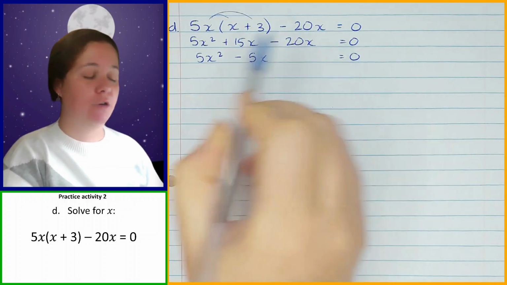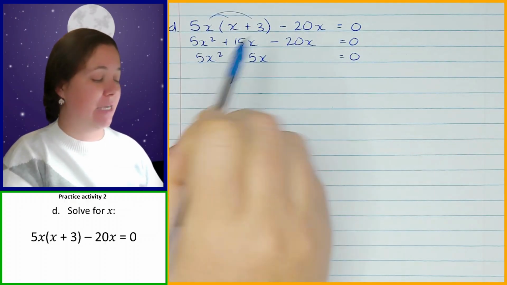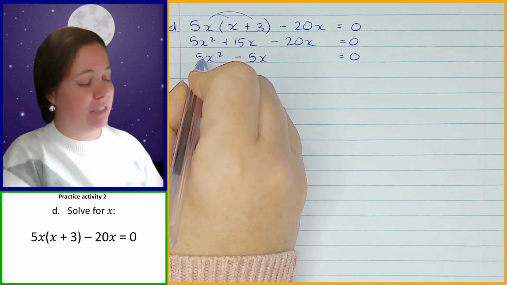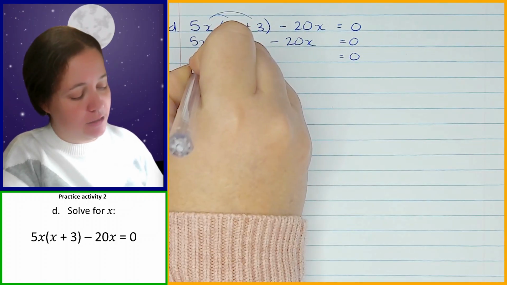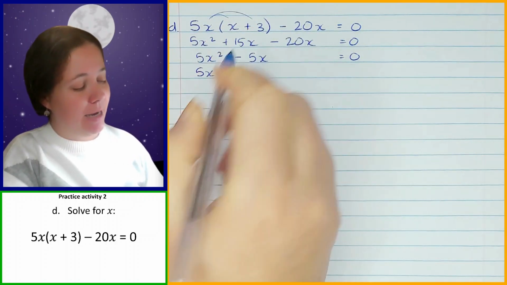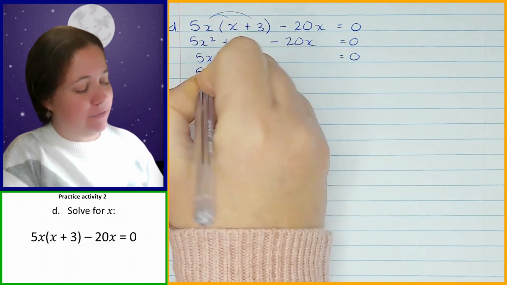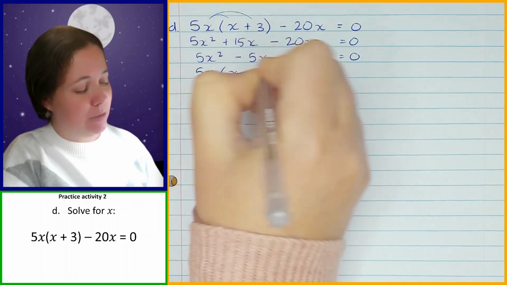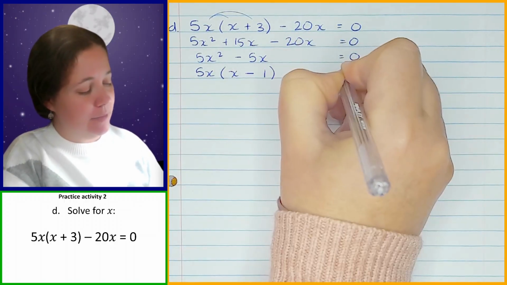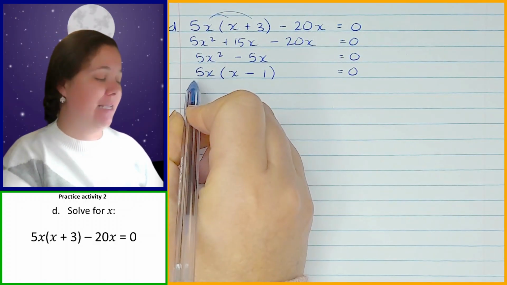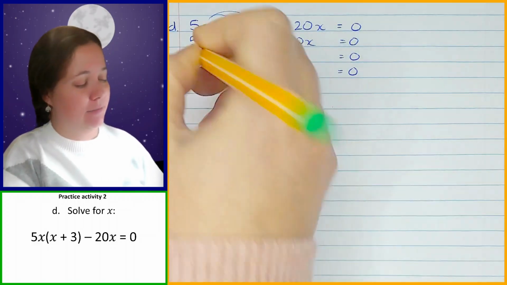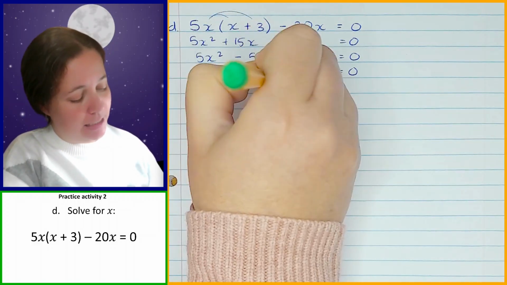So now I'm going to go and factorize this. It's already equal to 0, and it's already in the correct order, so I can factorize it. So I've got a common factor of 5x that I'm going to take out. And I divide each term by 5x. That gives me x. And then a negative divided by positive is minus, and 5x divided by 5x is 1 equal to 0. So now I have 5x as my one factor and x minus 1 as my other factor.